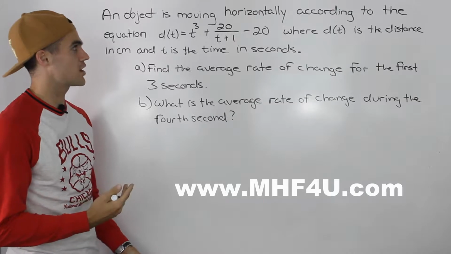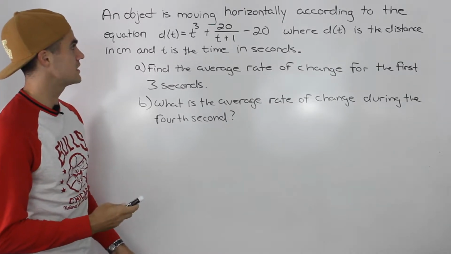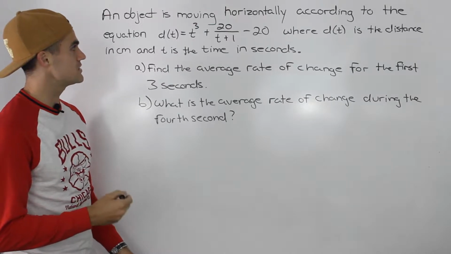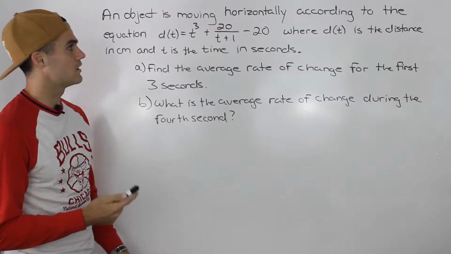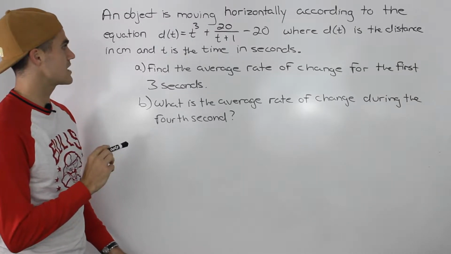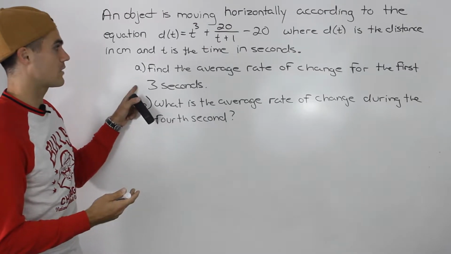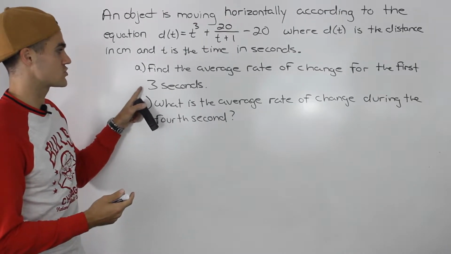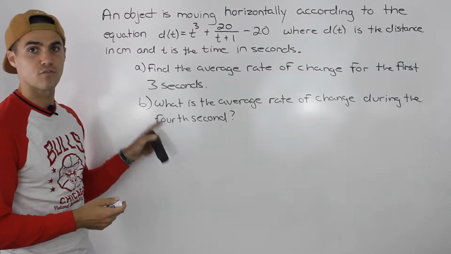So we have an object moving horizontally according to the equation d of t is equal to t cubed plus 20 over t plus 1 minus 20, where d is the distance in centimeters and t is the time in seconds. Two parts to this question. Part A, we have to find the average rate of change for the first 3 seconds. Then part B, what is the average rate of change during the 4th second?